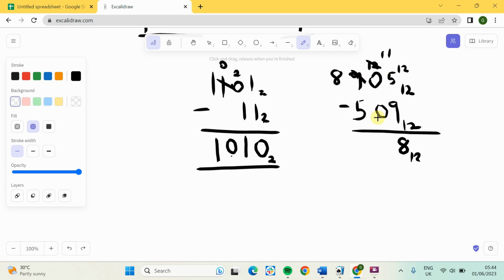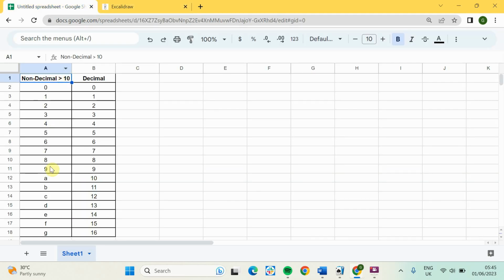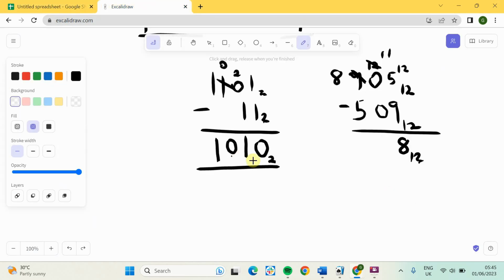So 11 minus 0, right, is 11, but this is base 12. How do you represent 11 in base 12? Based on what we had done before, I'll refer to that in my table. So decimal 11 is value what? Value B, right? Value B in non-decimal greater than 10. So if I have 11, I'll be putting B, right? And then 8 minus 5 is what? 3. Great. So this is it.